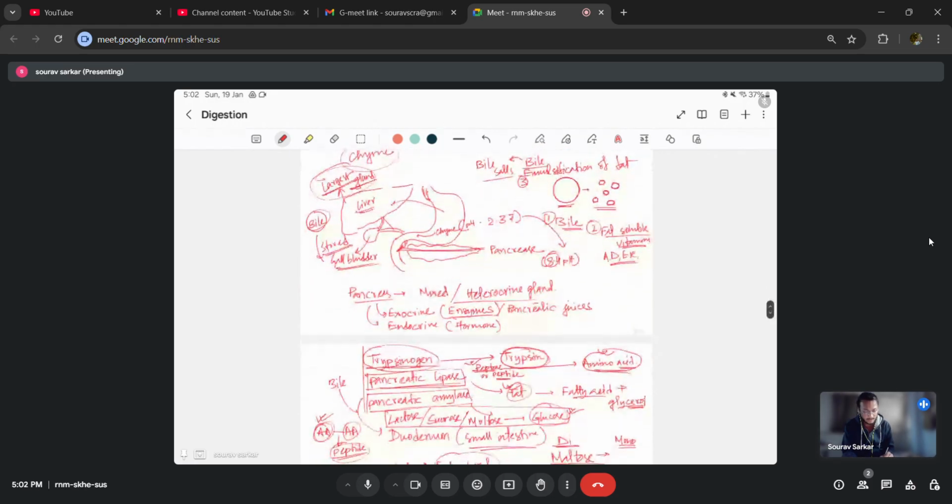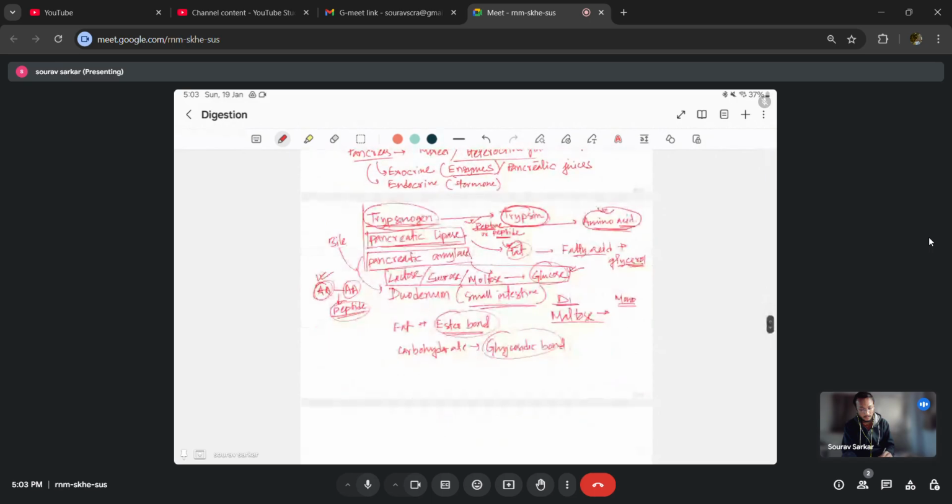Now there is a duct known as the hepatopancreatic duct. The duct coming from the liver and the duct coming from the pancreas join together and make the hepatopancreatic duct, through which the pancreatic juices and bile are both released into the duodenum. Then we talked about trypsinogen, pancreatic lipase, and pancreatic amylase. So digestion is done.